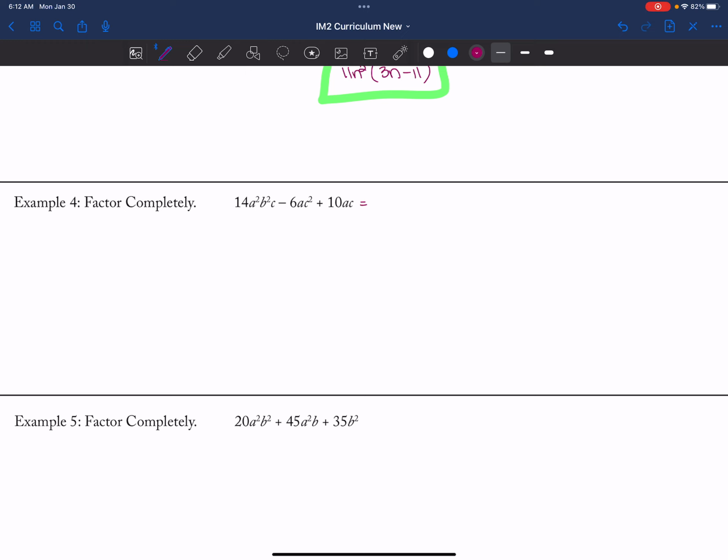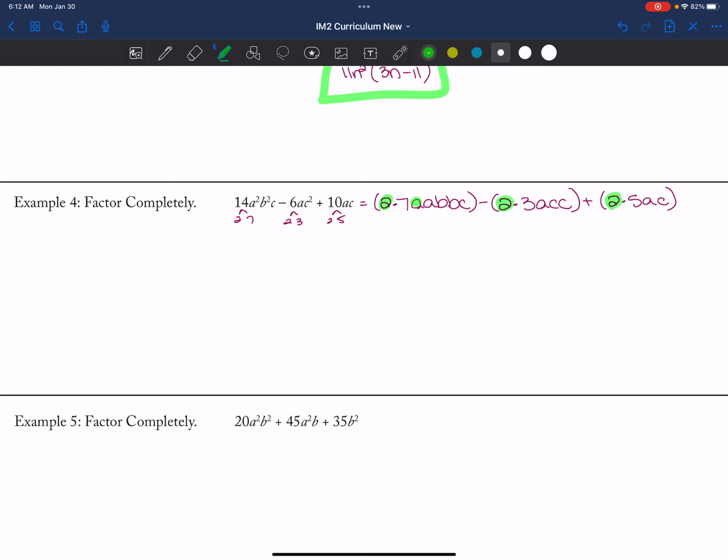Okay. So 14 is 2 times 7, a, b, b, c. 6 is 2 times 3, so minus 2 times 3, a, c, c. And then plus, this is 2 times 5, 2 times 5, a, c. Okay, so do they all have a 2 in common? We'll start with 2's first. Yes. Not everybody has a 7, not everybody has a 3, not everybody has a 5.